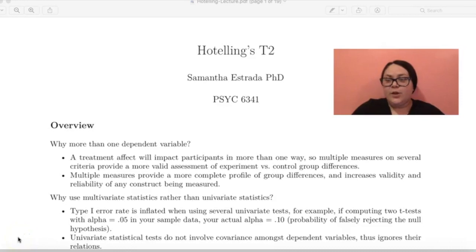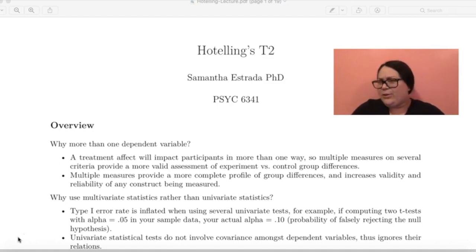Hi class, this video is for Hotelling's t-square, which is essentially a multivariate t-test. It's actually not that popular, and it's for the same reason that people just prefer doing ANOVA to t-test. It just sounds fancier. Even though they only have two groups, they'll run ANOVA, and the software is calculating a t-test, but they said they ran an ANOVA.